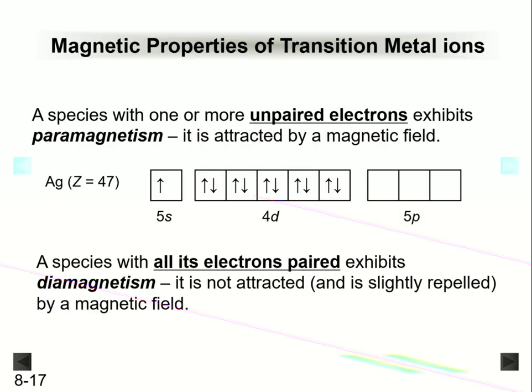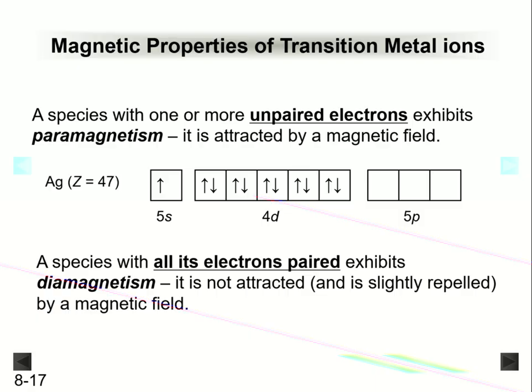So a species that has one or more unpaired electrons is paramagnetic. It exhibits paramagnetism. It is attracted by a magnetic field. Here we have silver metal. So if I have an individual silver atom, this is its electron configuration: 5s1, 4d10. Has a filled d subshell. And it turns out to be paramagnetic. It's attracted into a magnetic field.